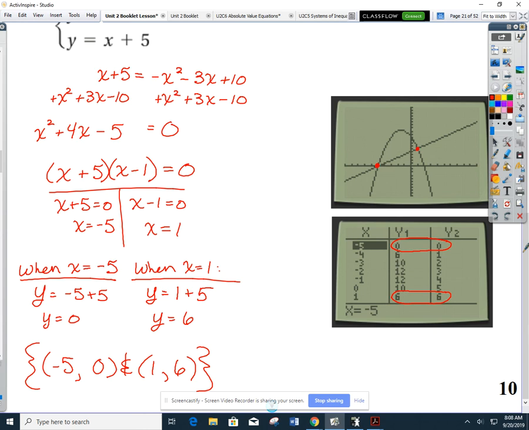So there is the solution. Hopefully you got them right. If you didn't, you can type them into your graph again, see if you can find your mistake, but you're also welcome to raise your hand and ask for help.